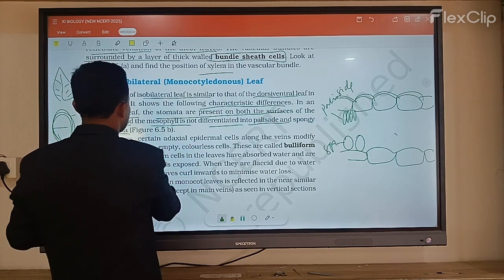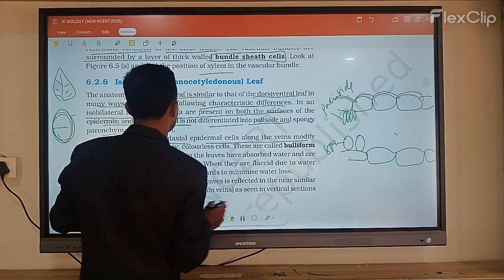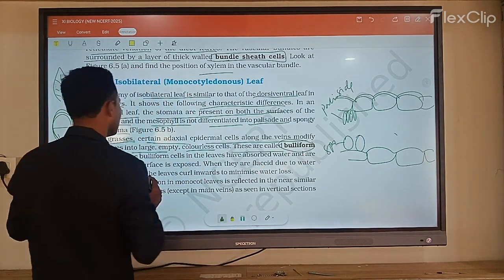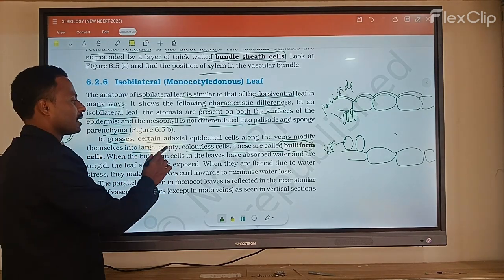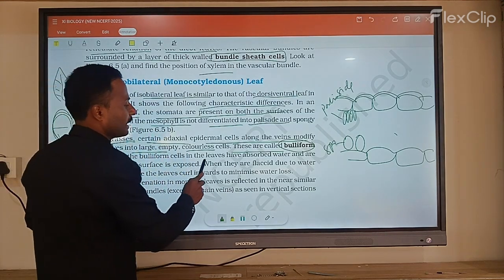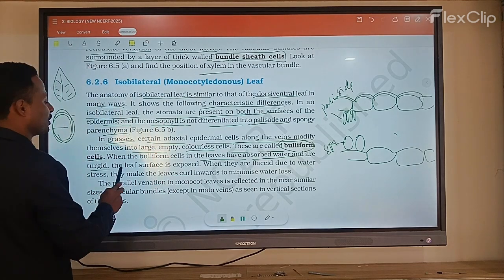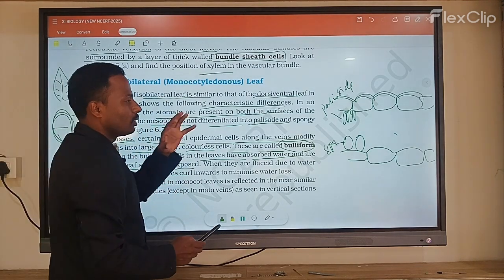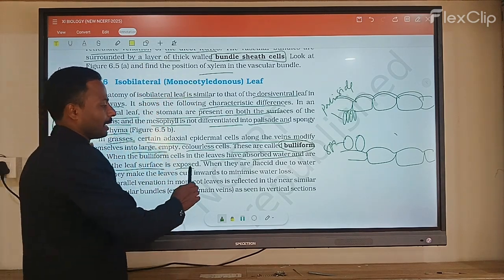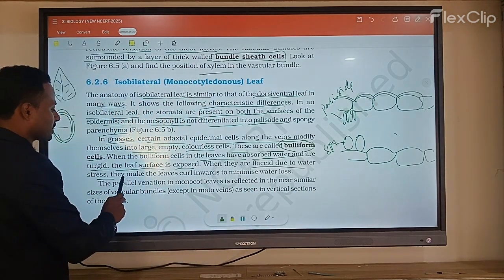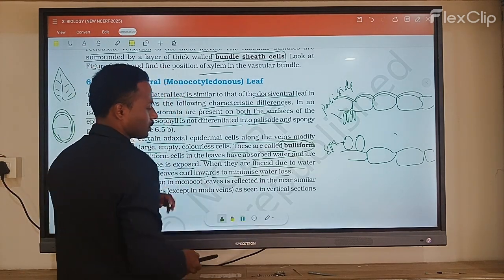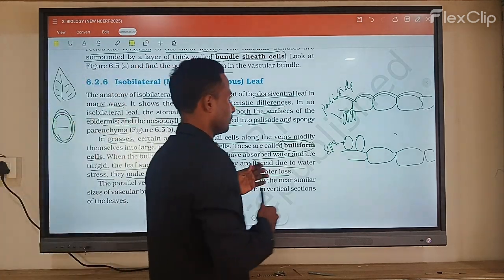In grasses, certain adaxial epidermal cells along the veins modify themselves into large, empty, colorless cells called bulliform cells. So in monocotyledon plants, large empty colorless cells are present, called bulliform cells. When the bulliform cells absorb water, they become turgid and the leaf surface is exposed. Under water stress, they make the leaves curl inwards, which minimizes water loss.